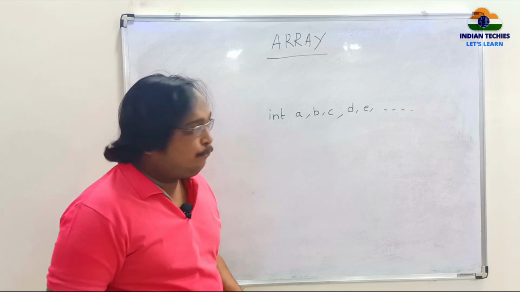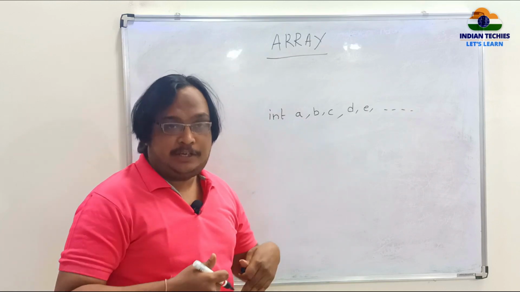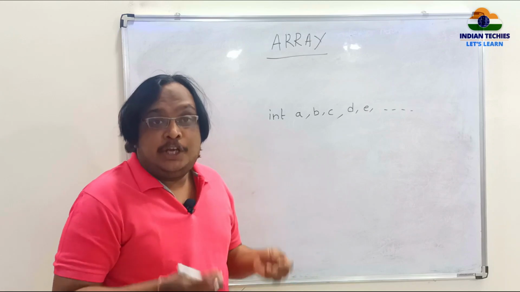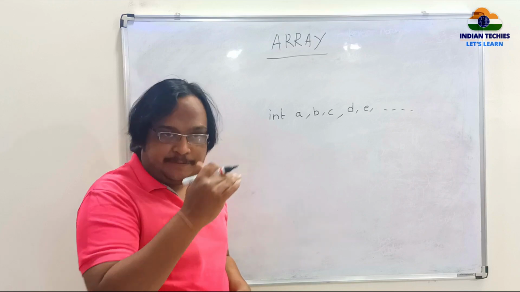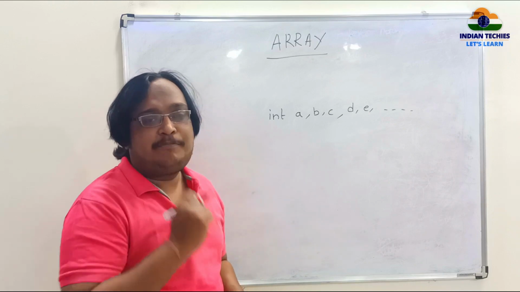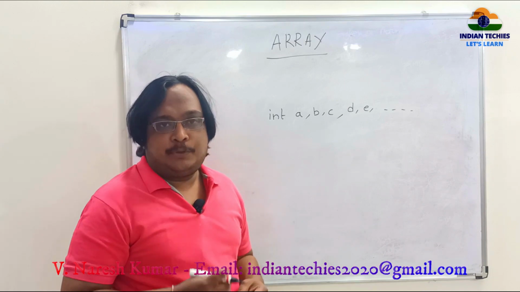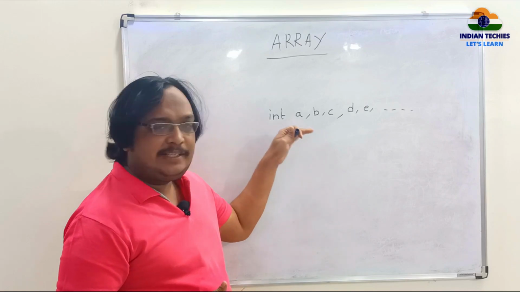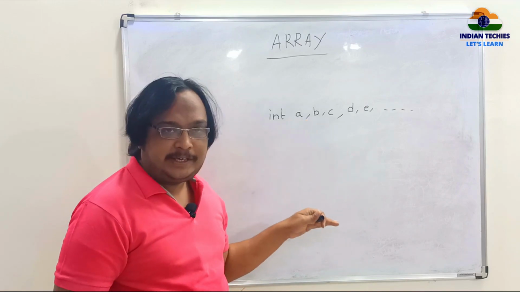Now for these 10 integer variables, if you want to take input, you need 10 scanfs. You can write 10 different scanfs, or write one scanf with many percent-d's. Different methods are there to take the input. For 10 integer variables, this might be fine, but the size of your program increases.